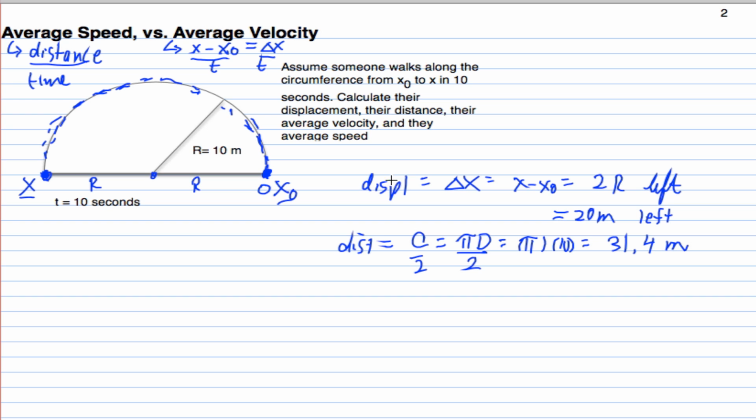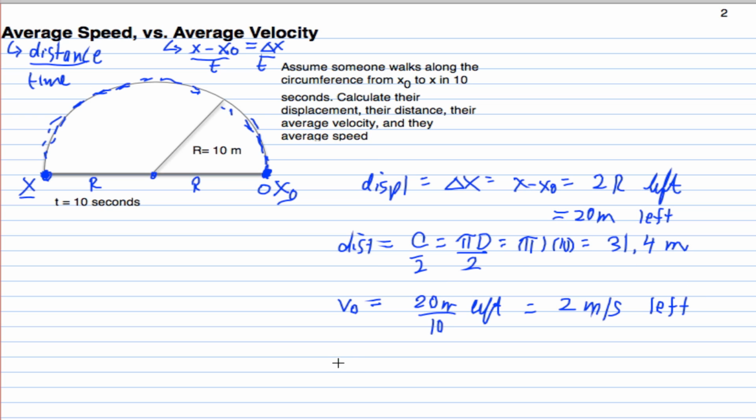Now, I've got displacement and distance. Now I want to calculate average velocity using this definition. So the average velocity is going to be the displacement over the time, which is going to be 20 meters to the left, divided by the 10 seconds it takes to walk, and that ends up being 2 meters per second to the left on average.